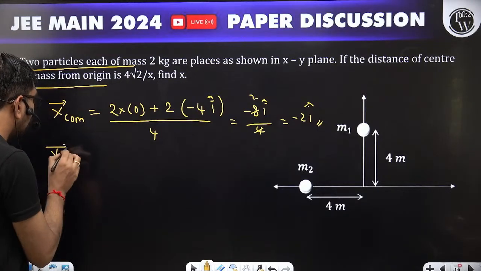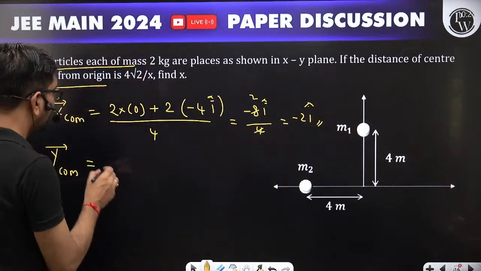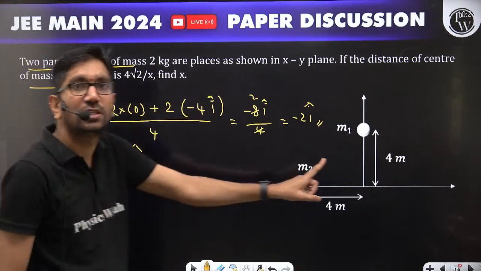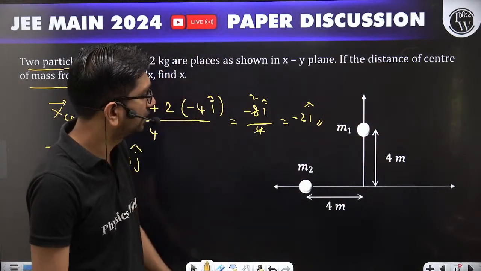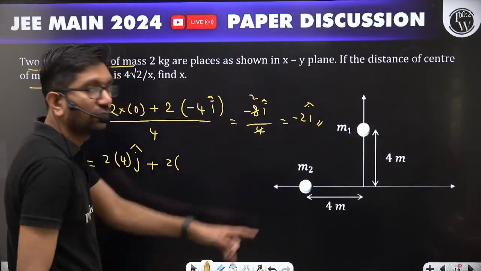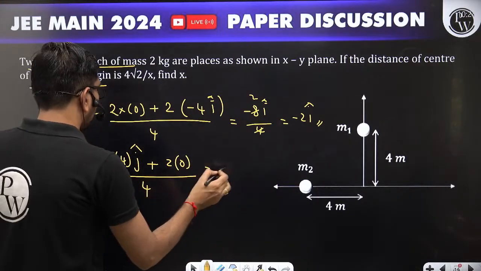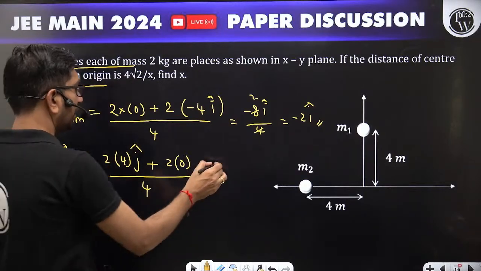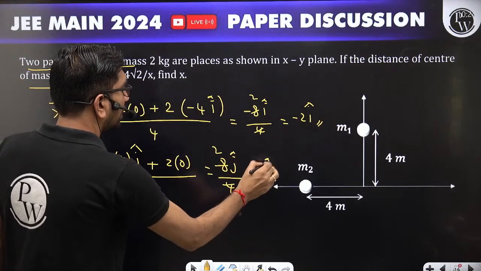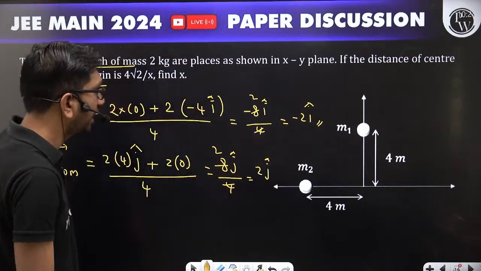Center of mass along the y-axis, what do you get, beta? m1 y1, m1 is 2 kg, y1 is 4 j cap, am I right? Because this is along the positive y-axis, okay? Plus m2 y2, it is 0 only, upon total mass 2 plus 2, it is 4. So finally what do you get, beta? 4 2s are 8, 8 j cap by 4, so here you got 2 j cap, right?